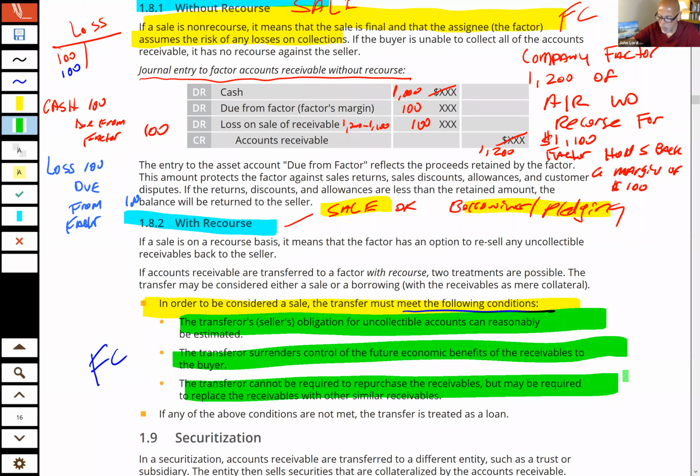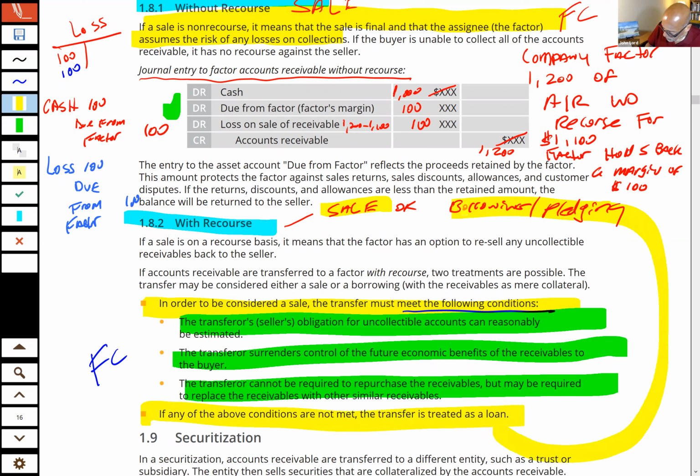And if I meet all those conditions, then I will treat it as a sale. I'll do the whole thing that we saw up here with the journal entries, etc. If any of those criteria are not met, then it is what? It is collateralized borrowing. It's treated just like the pledging. Leave the receivable on the books and footnote that you had pledged those.